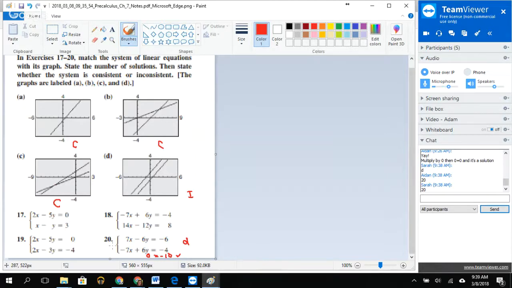So then the other ones will just match up from there. Okay. I really didn't have any more examples today. It's pretty much as simple as that.